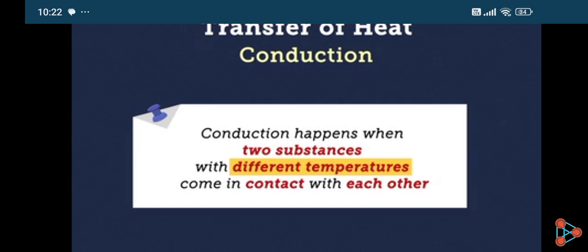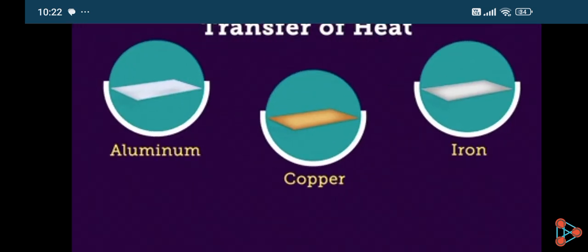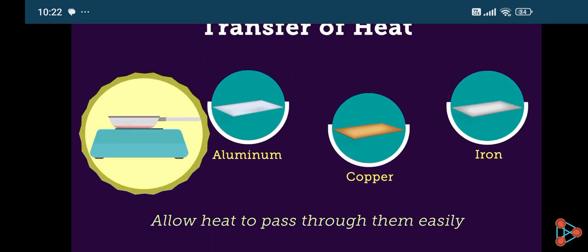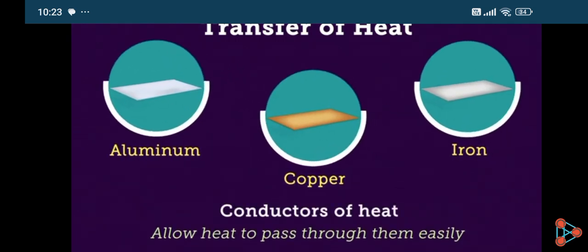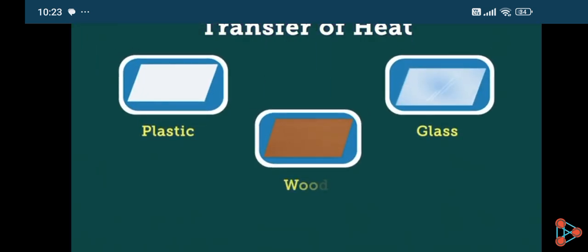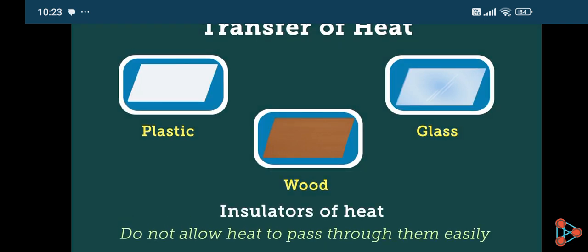No, that's not the case. Some materials like aluminium, iron, and copper allow the heat to pass through them easily. Now you know why the metal pan started heating up easily when it came in contact with the hot electric stove. Such materials are called conductors of heat. Some materials like plastic, glass, and wood do not allow the heat to pass through them easily. Any guesses on what they're called? They are called insulators of heat.